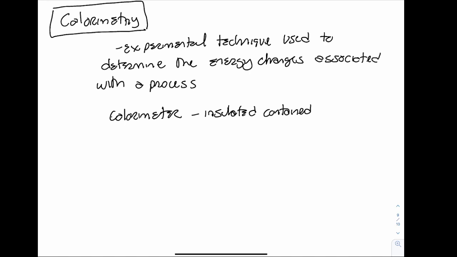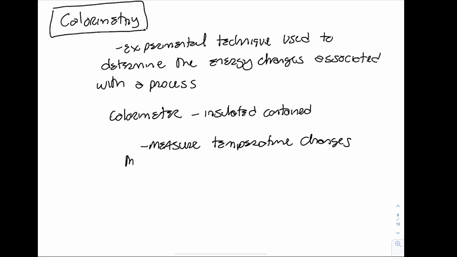So we measure temperature changes, and then using that temperature change and the specific heat or heat capacity of our substance, which are new terms that we'll define shortly, we can calculate the heat that enters or leaves the system. So we're going to measure or observe a temperature change that occurs and use it to calculate heat changes.